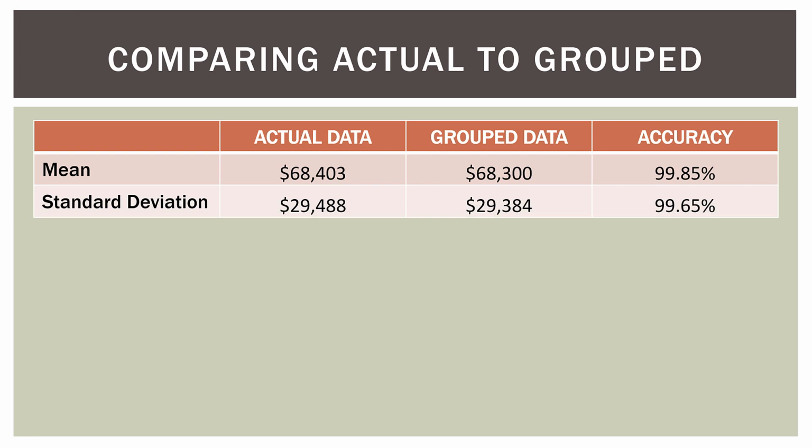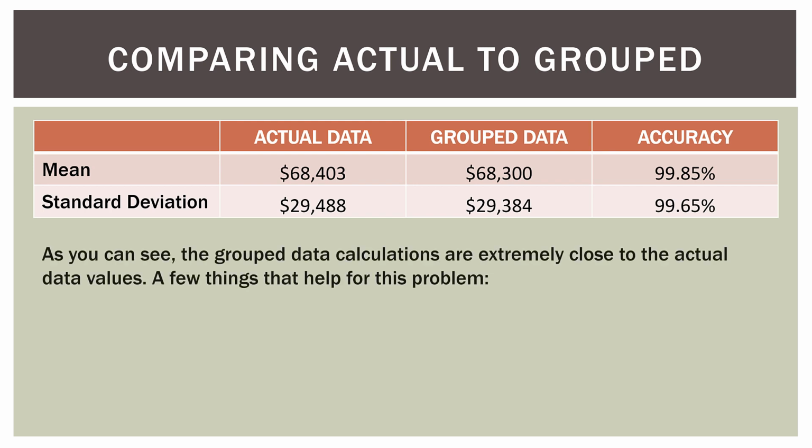So to sum up both the first video and this one for the mean and the standard deviation. So for the mean, in the actual data, we have a mean of $68,403. For the grouped data that we're using here, the mean was $68,300. So it's an accuracy of 99.85%. For the standard deviation, for the actual data, was $29,488. For the grouped data, it was $29,384. That accuracy was 99.65%. So as you can see, the grouped data calculations are extremely close to the actual data values.